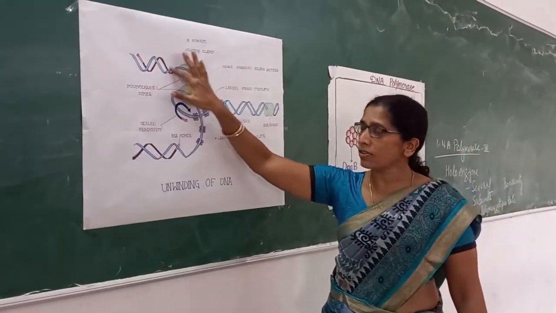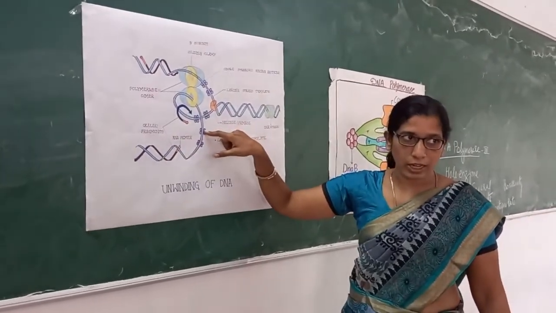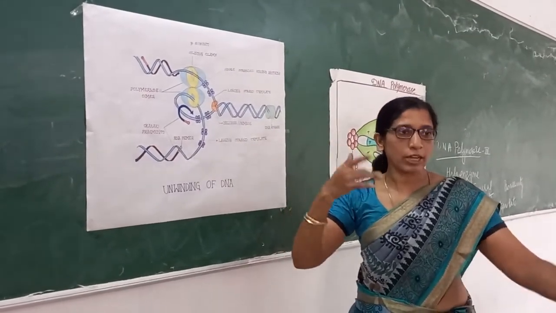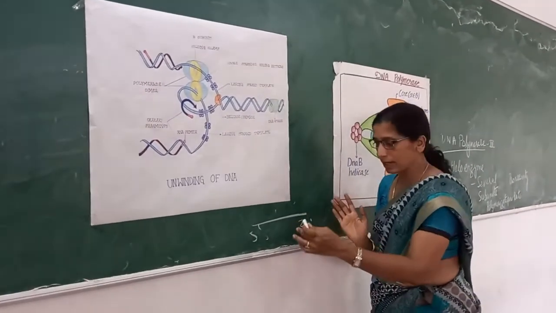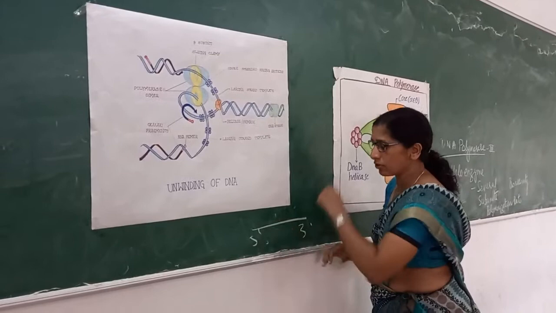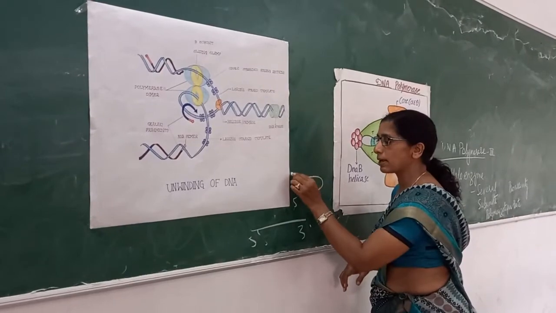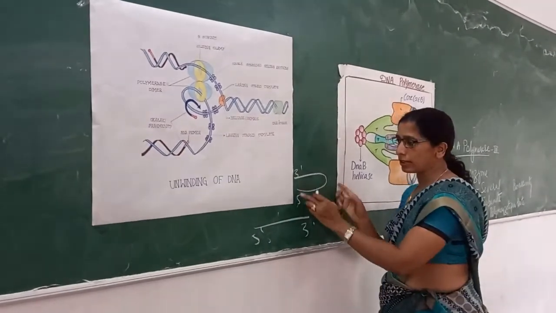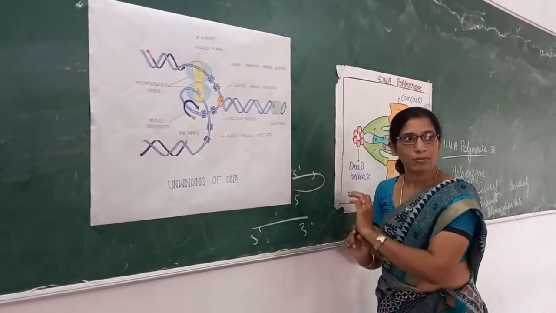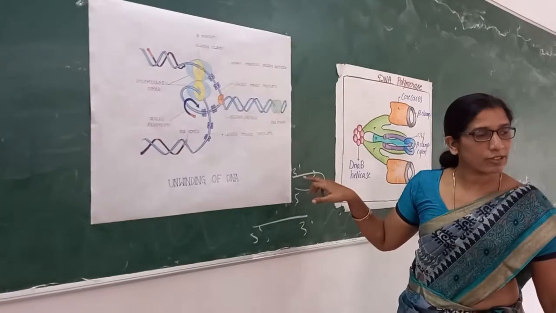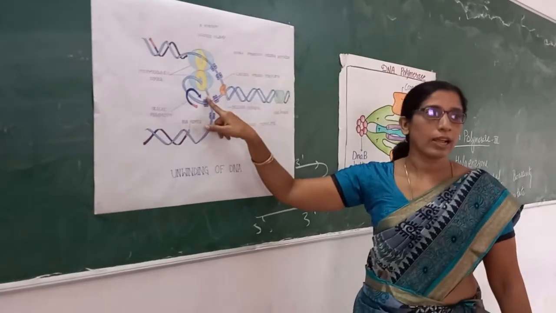When it has gone some extent, the other strand has a sufficient length so that it can make a loop. But synthesis is 5 prime to 3 prime. If we change this with a loop, the direction will change. Suppose 5 prime to 3 prime is there; when you take the loop, it becomes 3 prime to 5 prime. The newly synthesized strand will still be synthesized in 5 prime to 3 prime. That is what happens in the lagging strand.